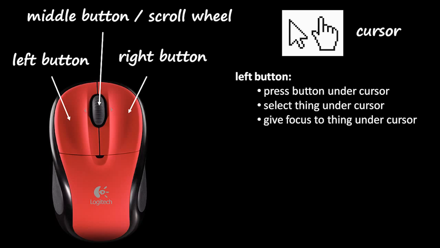And by giving a thing keyboard focus, it means that when you type keys on the keyboard, those keystrokes apply to the thing that's been given focus. For example, when you wish to use the keyboard to interact with a window, you need to make sure that window first has keyboard focus, otherwise your keystrokes aren't going to apply to that window.